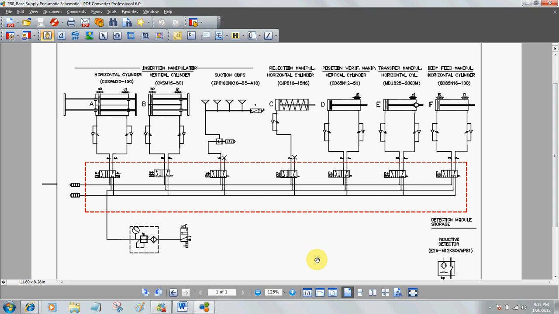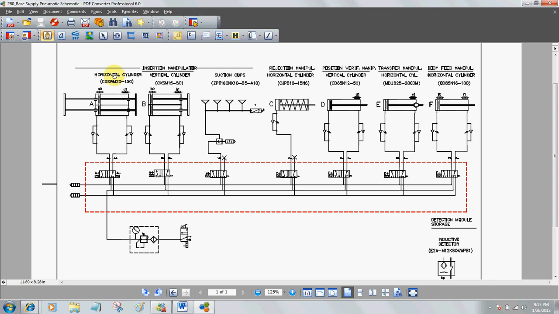Hello students. Today I want to take you through the pneumatic schematics that are used on the base supply station. First of all, we use schematics because schematics provide us with a pictorial image and an indication of how things are going to operate. When we begin to program, you're going to want to rename all these actuators something that you understand. These are the names that were provided by the manufacturer.